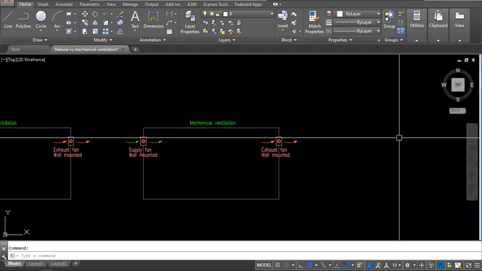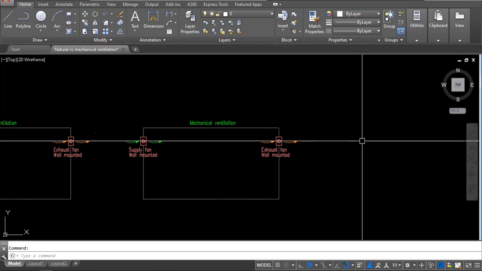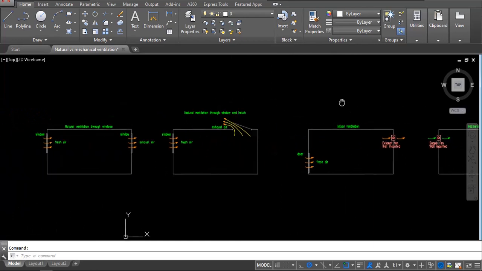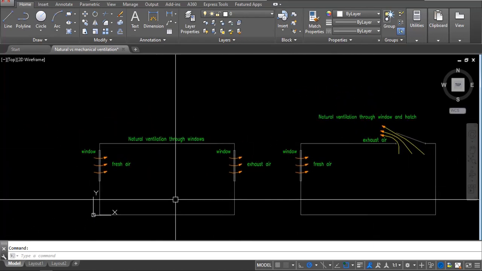And the last type of ventilation is the mixed ventilation, also known as hybrid ventilation. This is when air is supplied naturally in a room and exhausted by an electrically powered fan. And here we have some schemes of these types of ventilation.